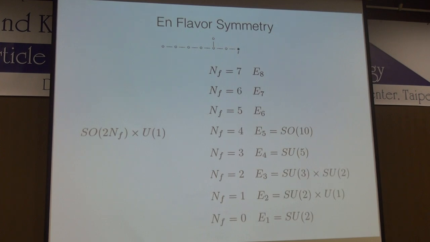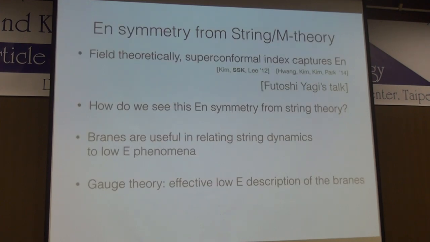So probably you may all be familiar with the E_n symmetry. The E_n symmetry I'm talking about is the usual E_8, E_7, E_6. The terminology comes from the E_n Dynkin diagram. By chopping out one of the nodes, you get E_7 and E_6, and E_5, which is SO(10), etc., etc.